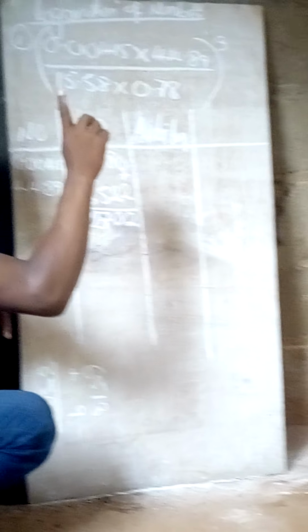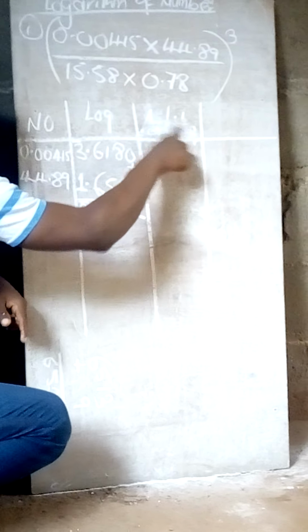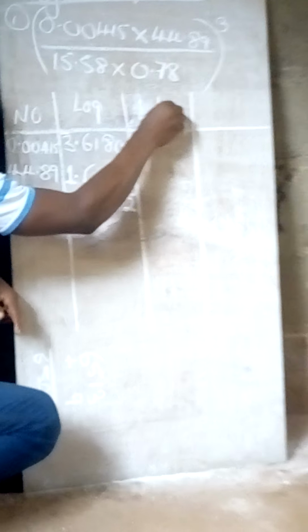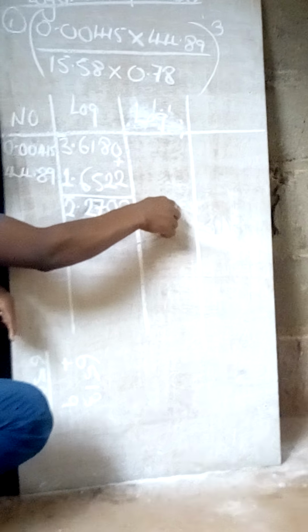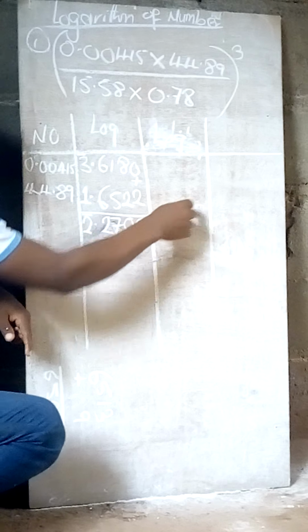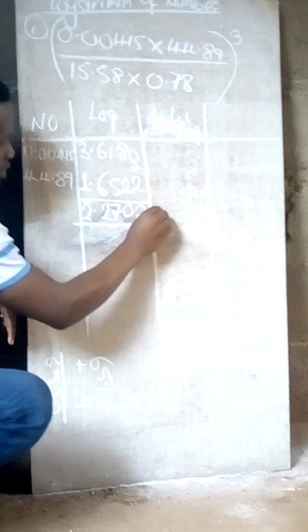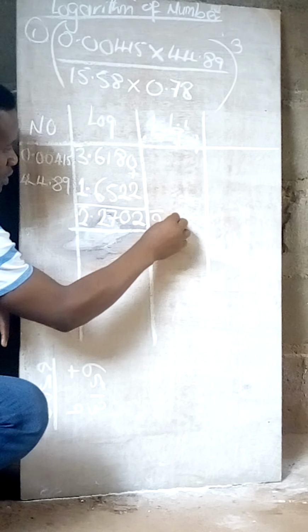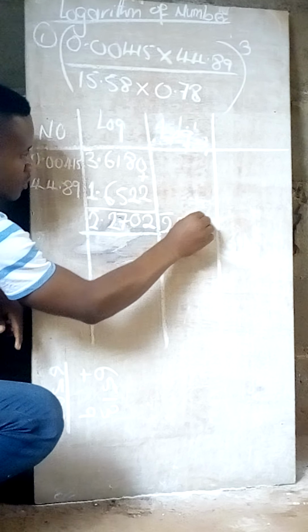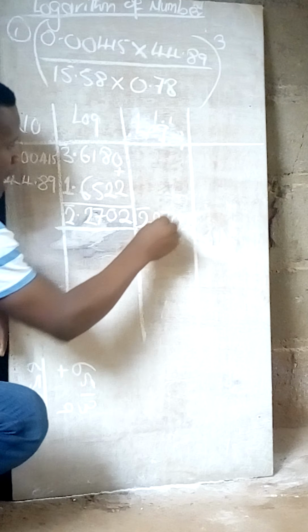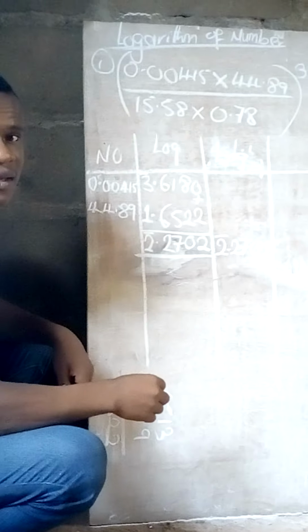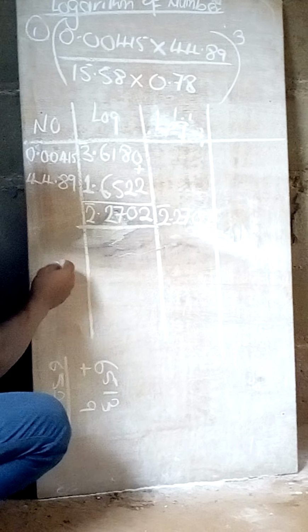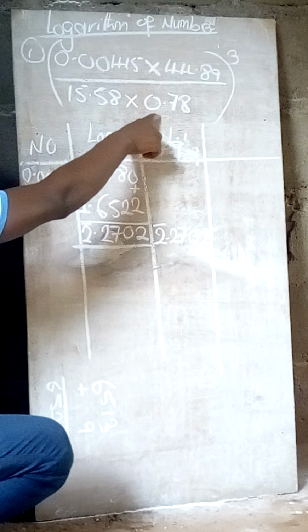Okay, that's why I said we need 2 log. Put a log here too, okay? Transfer it to this place. Are we following now? We now have bar 2 point 2702. Are we there now? Okay. Now you come down to the next stage. Are we following now?